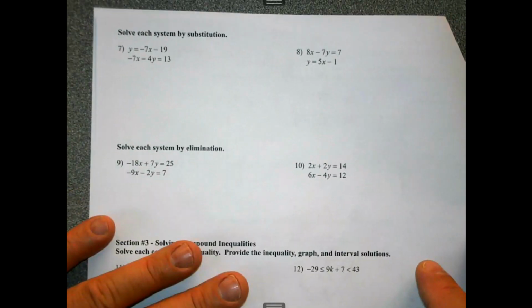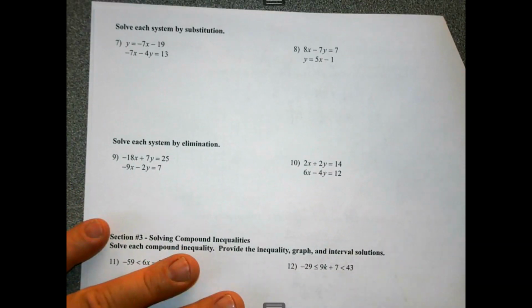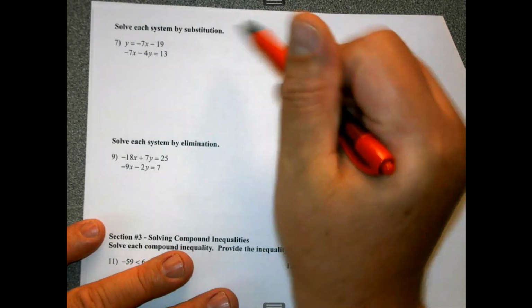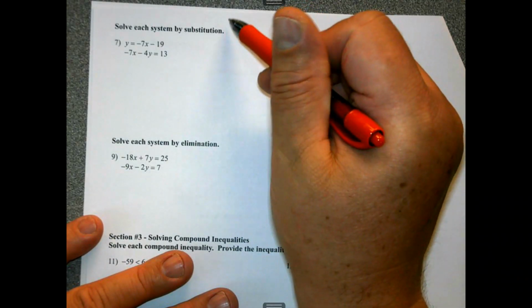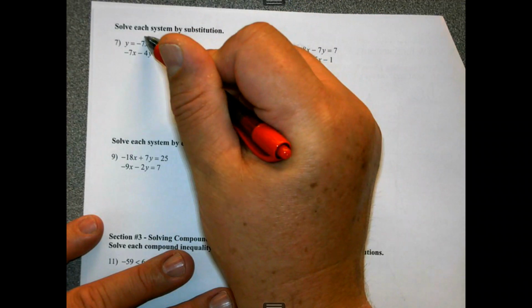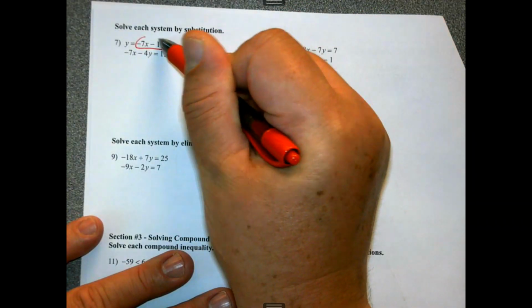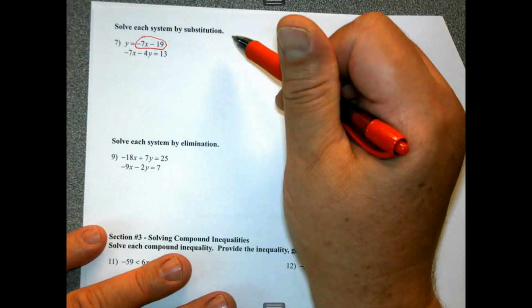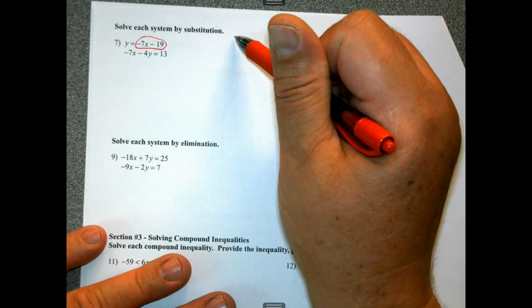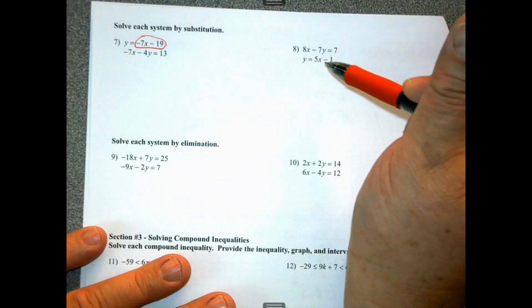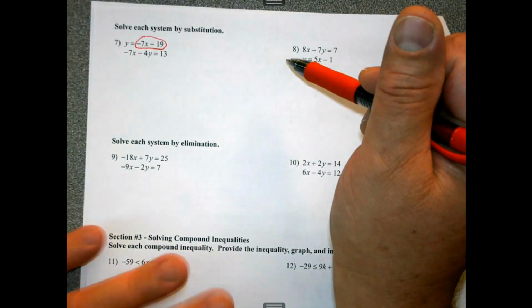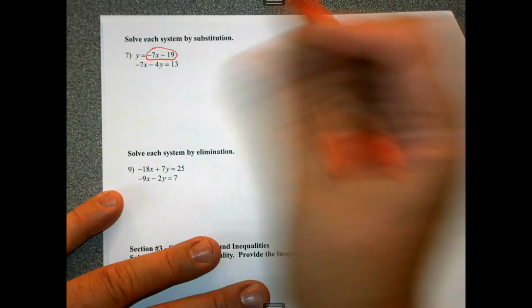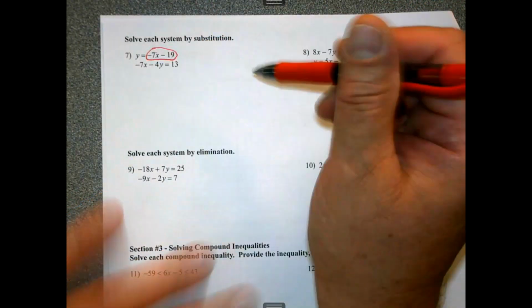All right, number 7. It says I have to solve by substitution. When you solve by substitution, you're looking for an isolated variable. Hopefully, there's one there already, like number 7. Otherwise, you have to solve for a variable and always look for a coefficient of 1. If there's no coefficient of 1, then you got some work to do to put it in slope intercept form. Or actually, it doesn't matter whichever variable you choose.